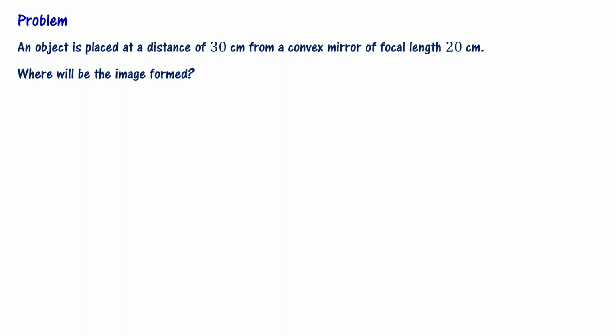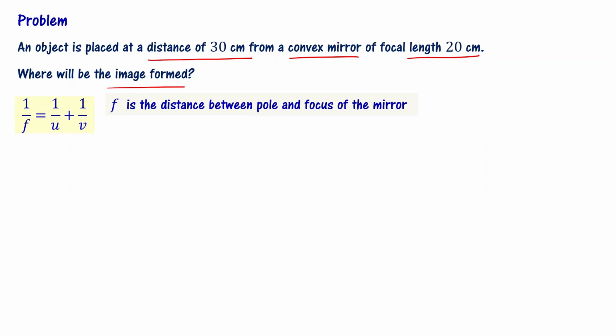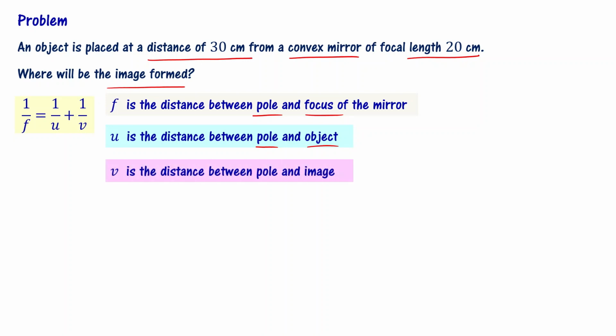Let us solve the same problem in the context of a convex mirror. An object is placed at a distance of 30 centimeters from a convex mirror of focal length 20 centimeters. Where will the image be formed? We will solve this also using the mirror formula. 1/f equal to 1/u plus 1/v, where f is the distance between pole and focus of the mirror, u is the distance between pole and the object, and v is the distance between pole and image.